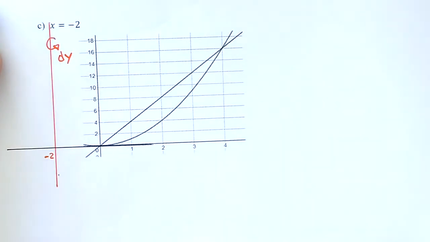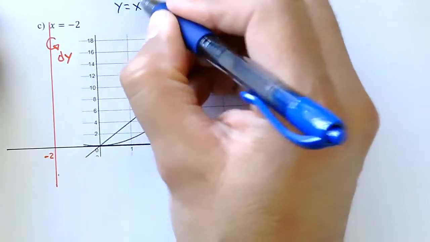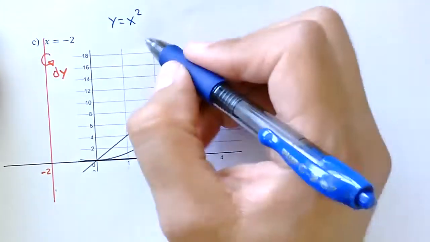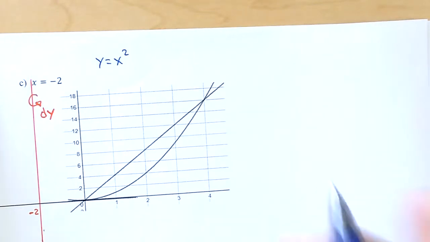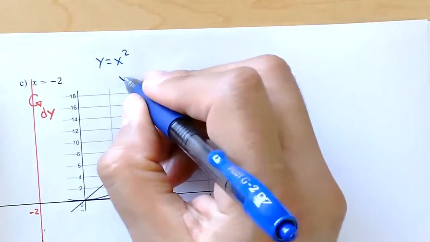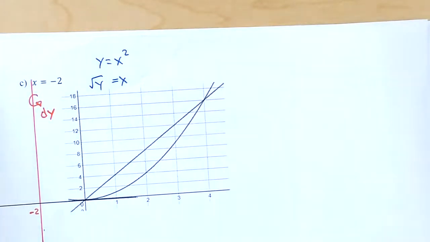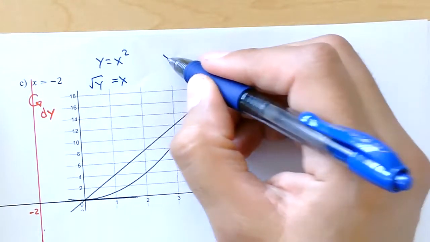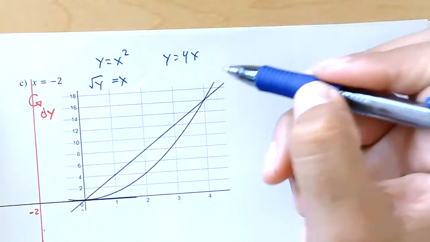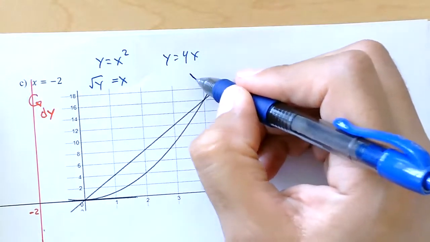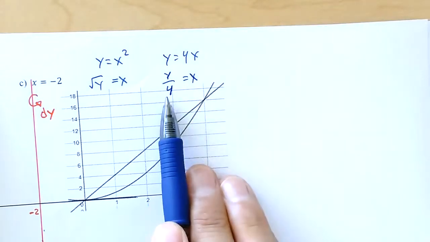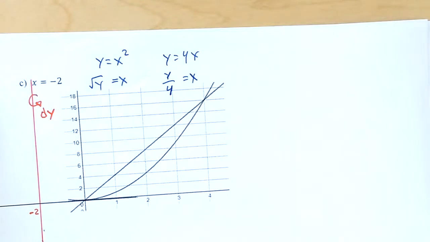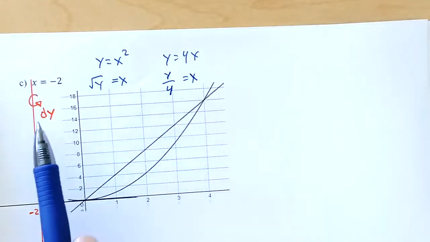And because I need to be in y, the parabola that I had, y equals x squared, I need to solve that. If I solve that, I get x equals square root of y. The other equation was y equals 4x. I need to solve, so I'm going to get x equals y over 4. So keep that in mind. I solve because I need to be in dy.